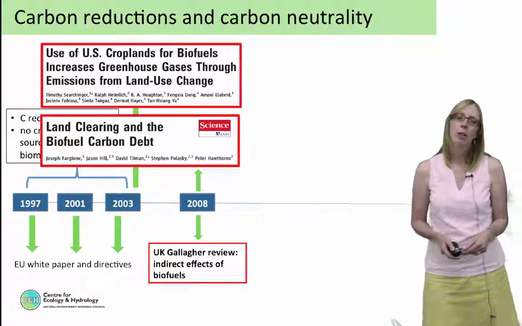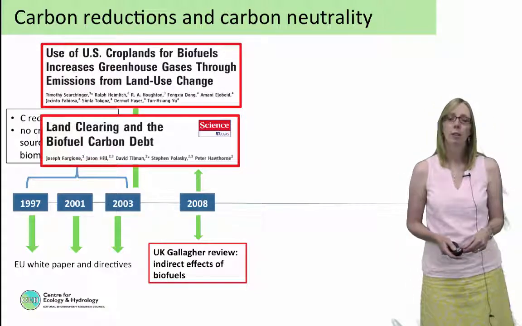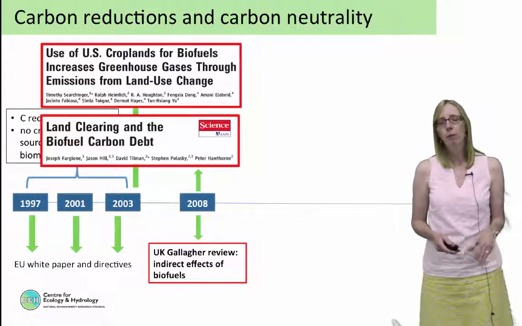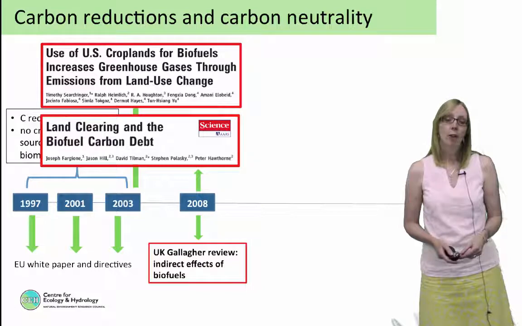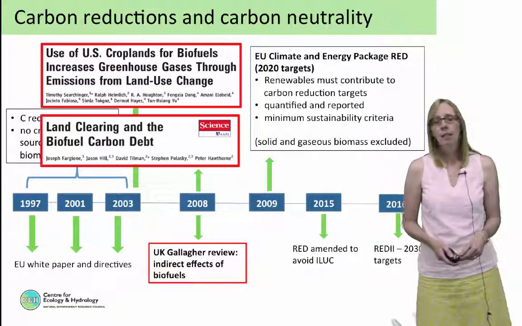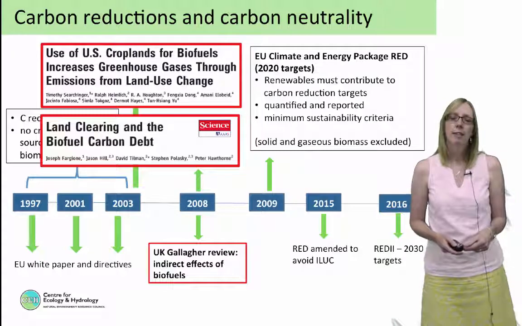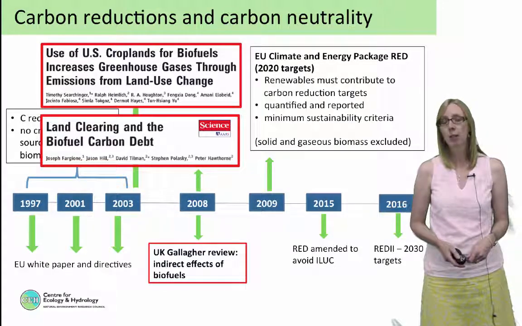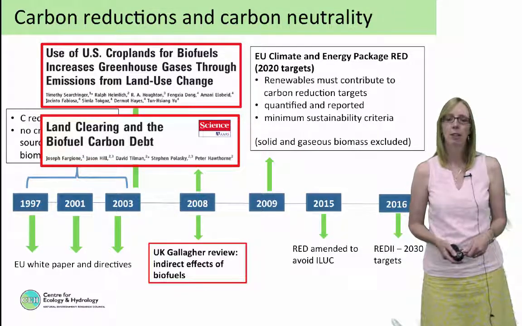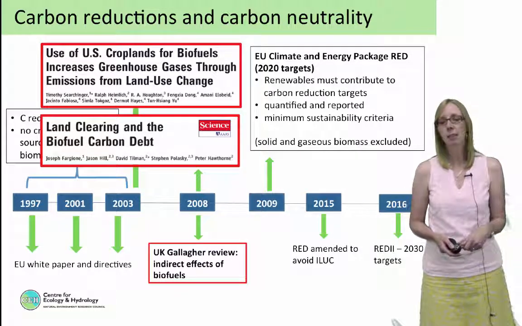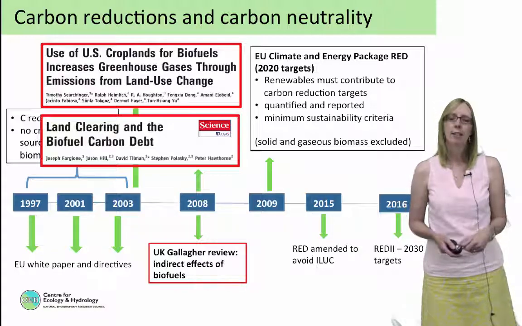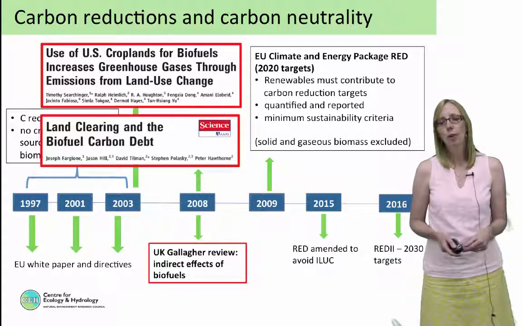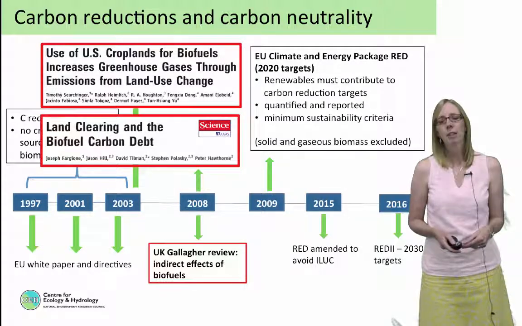Around the same time, the UK government commissioned a really important report called the Gallagher Review, which reported on the indirect effects of biofuels, and this led to a freezing of the biofuel targets for the UK. Since that time, we've made great steps and strides in improving the sustainability of biofuels and bioenergy with the EU Climate and Energy Package, known as the RED, Renewable Energy Directive, and that's had amendments in the last couple of years to address these unintended consequences of indirect land use change, and we're working towards new targets in the RED 2 with targets for 2030.